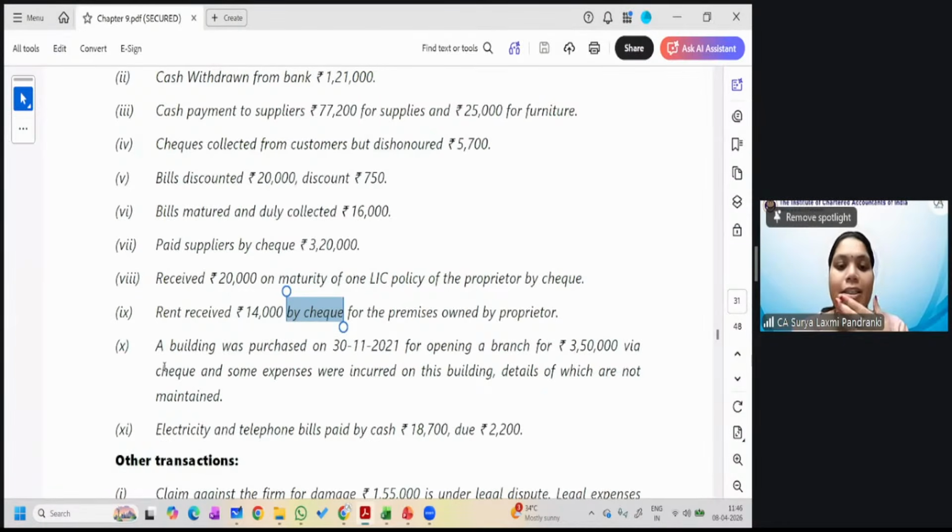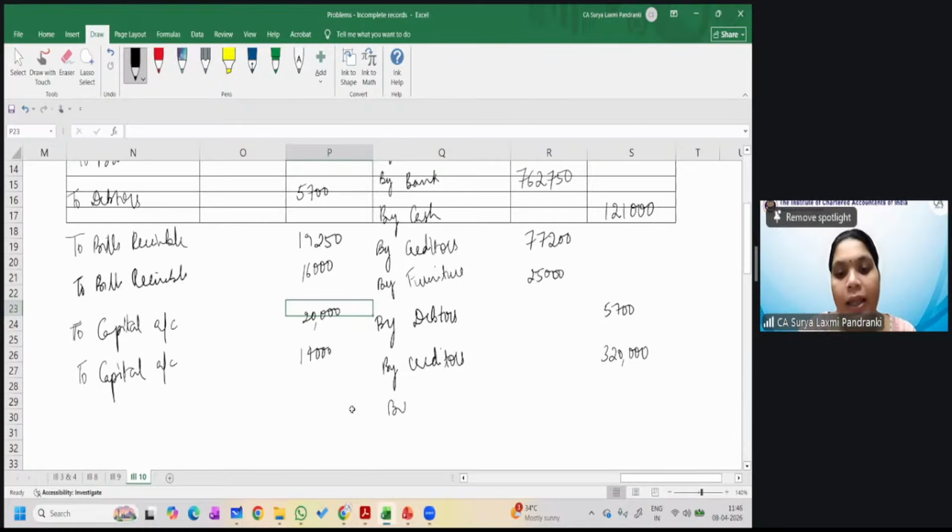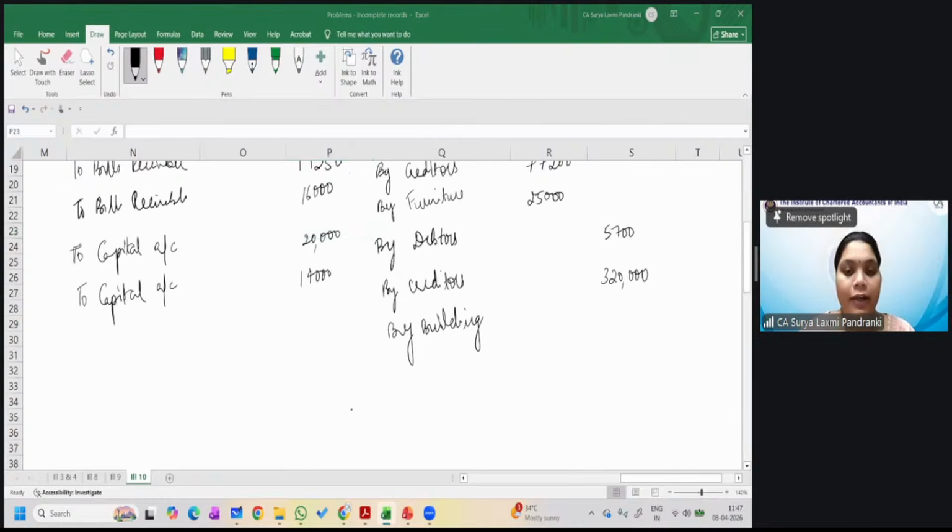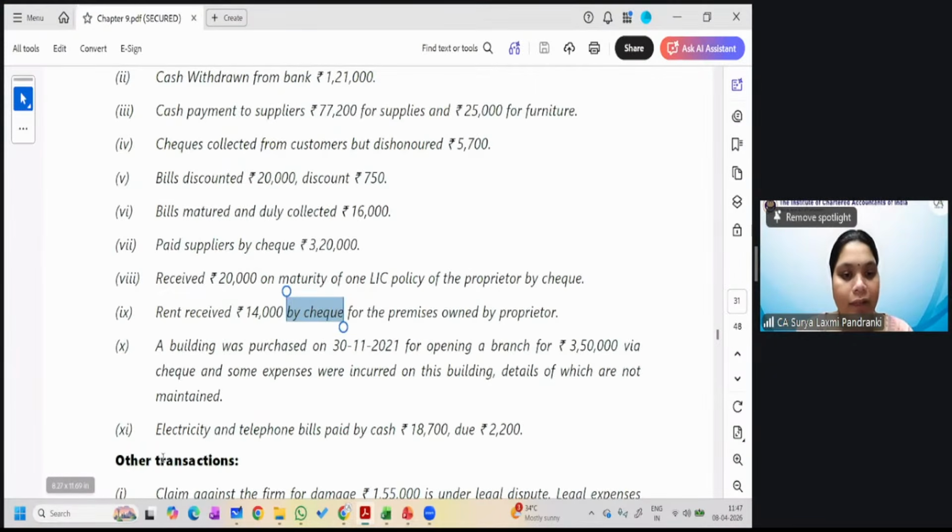A building was purchased on 30/11. Okay, this building cost is how much? 350. But there are a few other expenses also, and we don't know what those expenses are. Let me write buy building. So you will see the balancing figure will be taken here. I'm not writing the amount, I'll leave it like that.